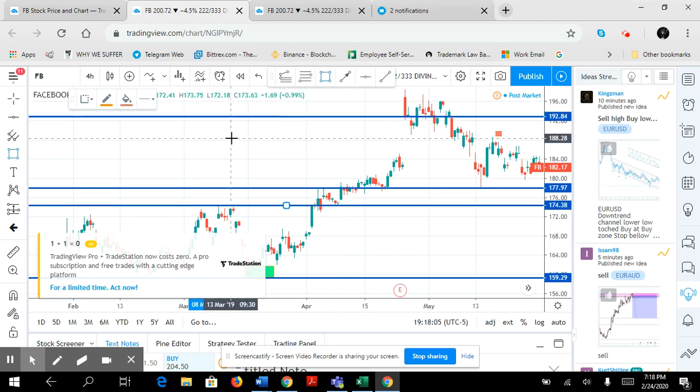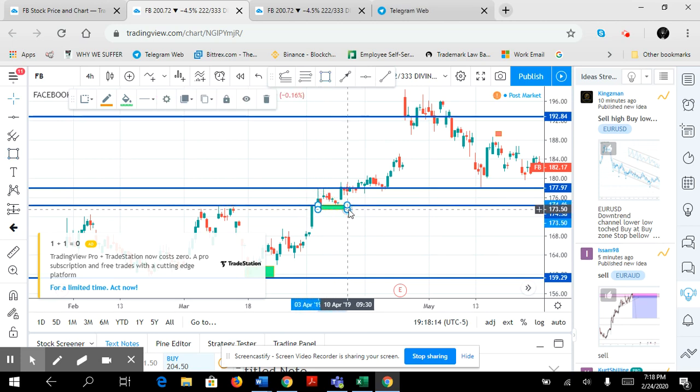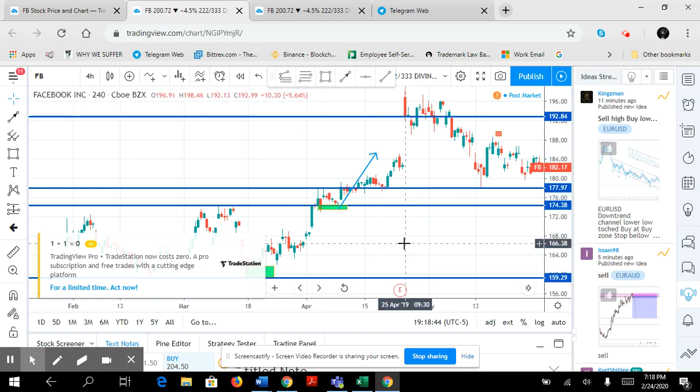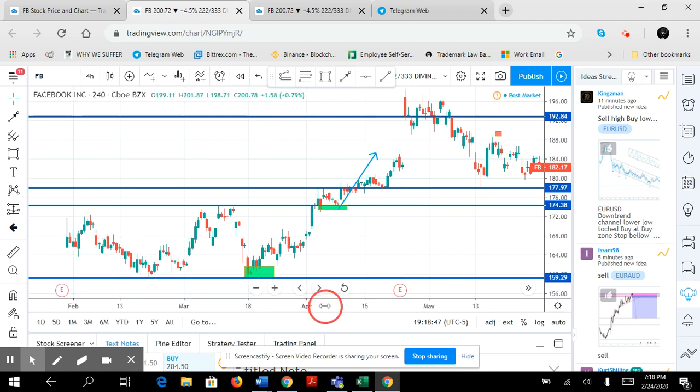What do you want to do? You want to buy at support? You can if you want. It's a green zone. All right. So we're here at support. And then, boom. All right. So what are we looking at?